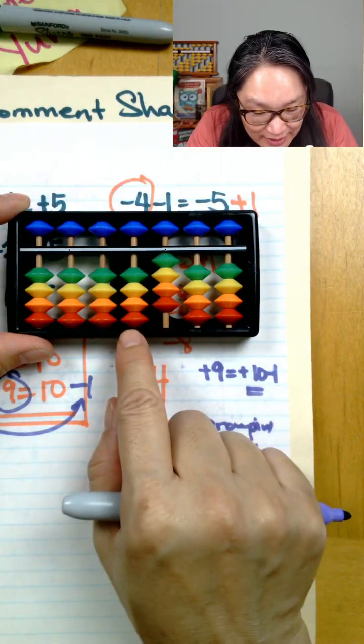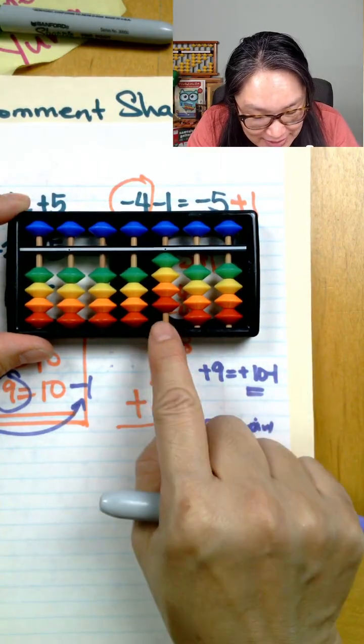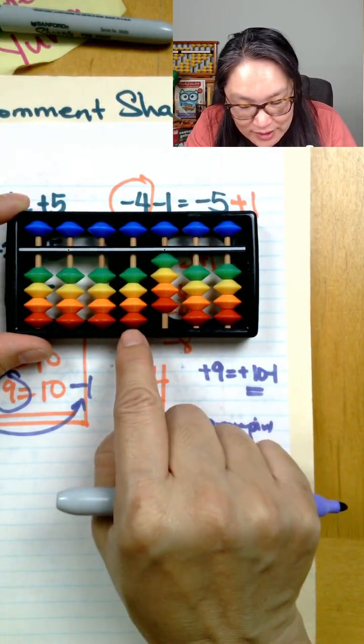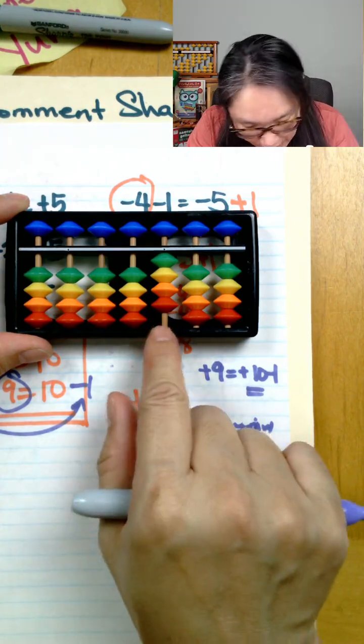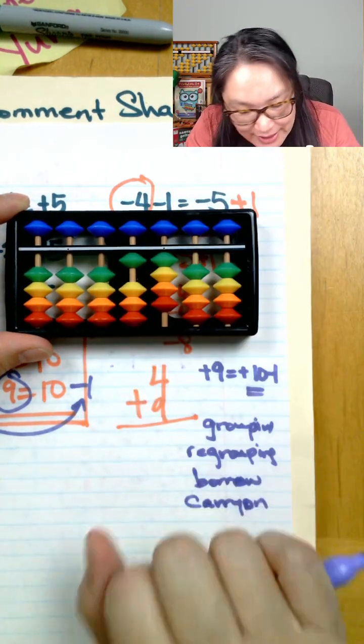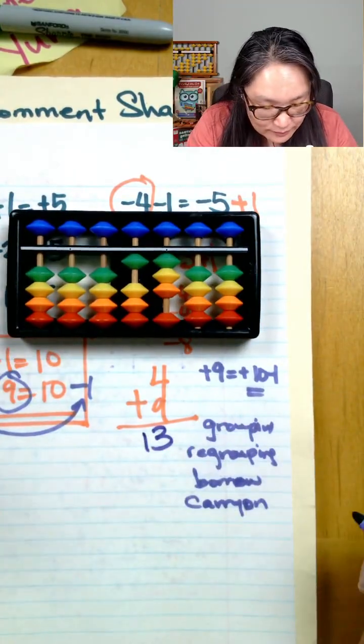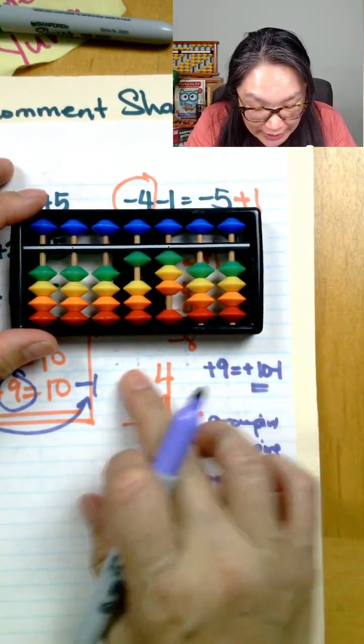If I want to add the 9, I need to plus the 10, take away the 1. I plus the 10, I go to the next column. That's all it is. I go to the next column, I add the 10 and I take away the 1. So then my answer is 13. We could do it anywhere, really.